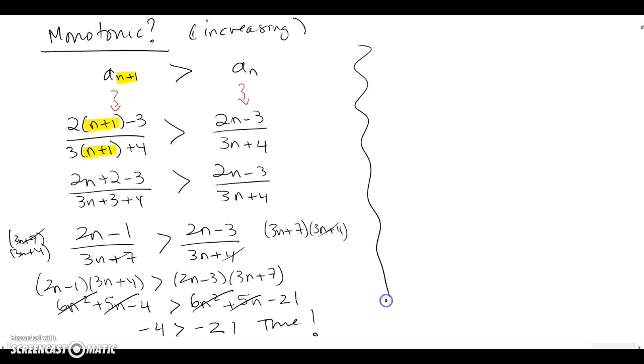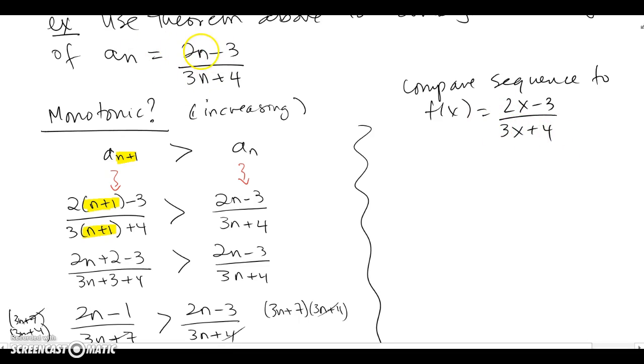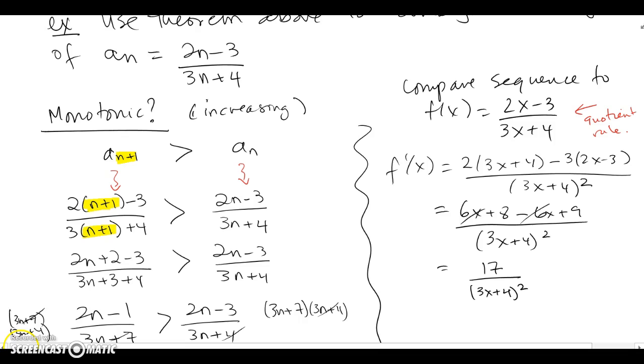Alternatively, remember, we can also show that by comparing it to a function. So I can say compare the sequence that I was given to this function, and let's go analyze the derivative because the derivative tells us about the increase and decrease of a function. So if I compare it to this function and use the quotient rule, derivative of the top times the bottom minus derivative of the bottom times the top, do some simplification and notice what we get for f prime. This 17 is always positive, the denominator is always positive. So this is positive for all x bigger or equal to 1. That's all I care about because my sequence starts at 1.